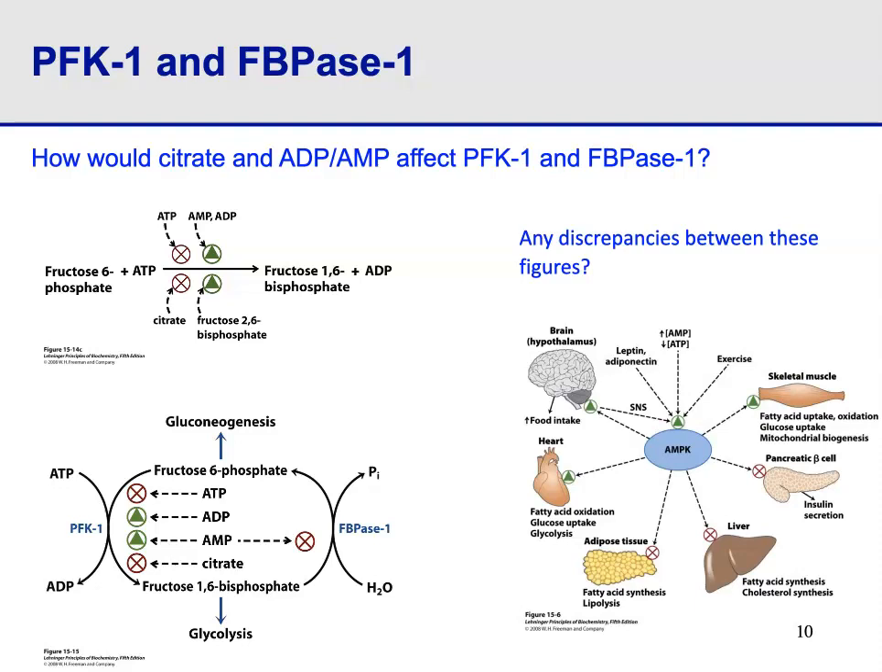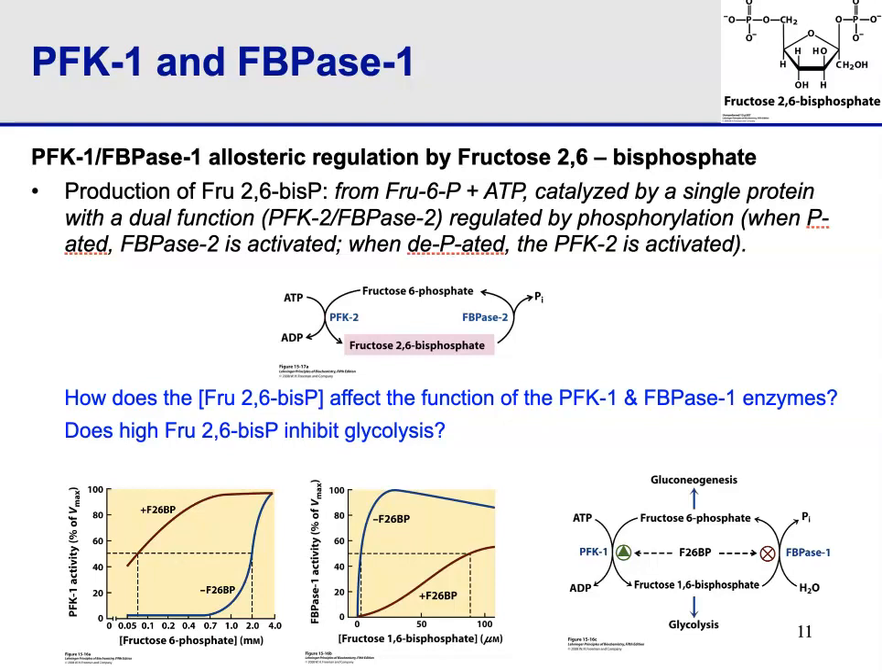You can see it here. AMP inhibits gluconeogenesis in the rest of the tissues, but at the same time activates gluconeogenesis in the liver. So how does that happen? Hopefully that will become clear by the end of today's discussion. Now, let's focus back on fructose 2,6-bisphosphate.